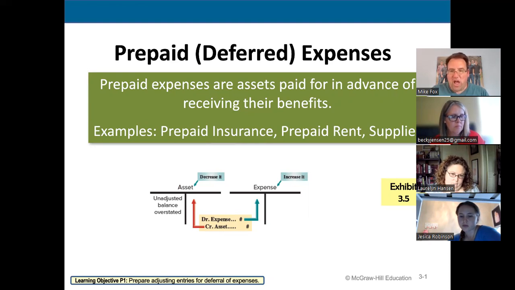Again, this is prepaid insurance, prepaid rent, and things like supplies, right? If I buy a bunch of supplies, I don't want to call it all an expense right when I buy them. Instead, I'll claim them as an expense when I consume them or use them up. So I get to the end of the accounting period, I count up my supplies and say, oh, I've used $1,000 worth of supplies. I do an adjusting entry, a debit to supplies expense and a credit to the supplies asset. So that's the first type of adjusting entry, prepaid or deferred expenses.